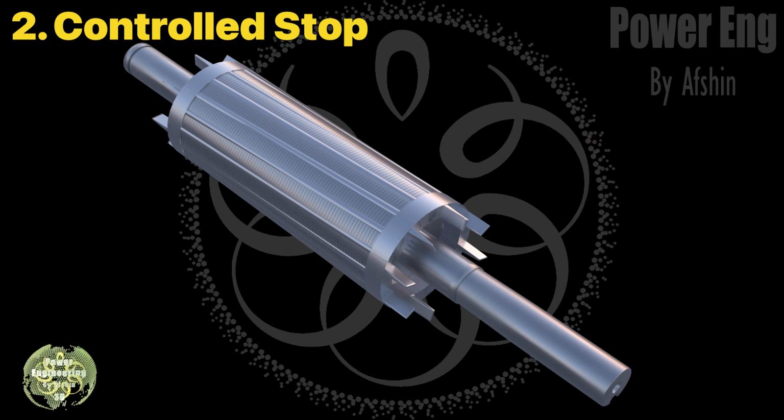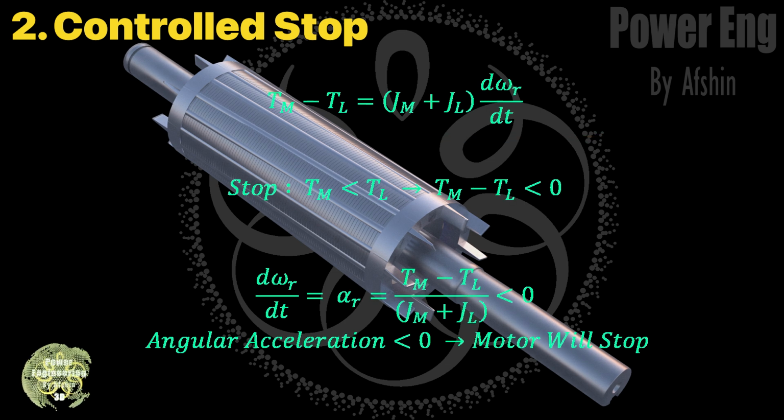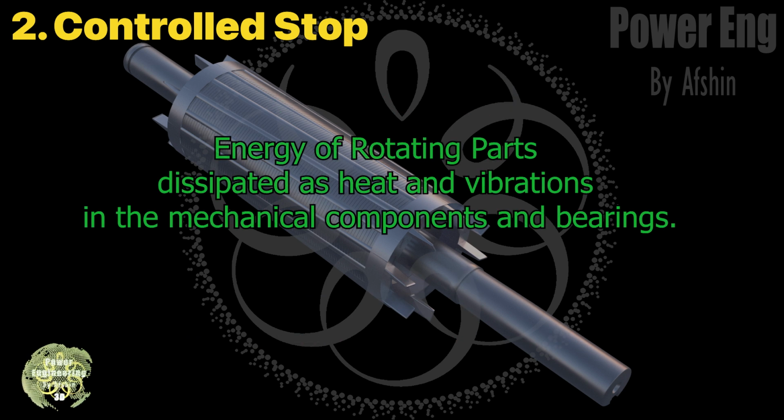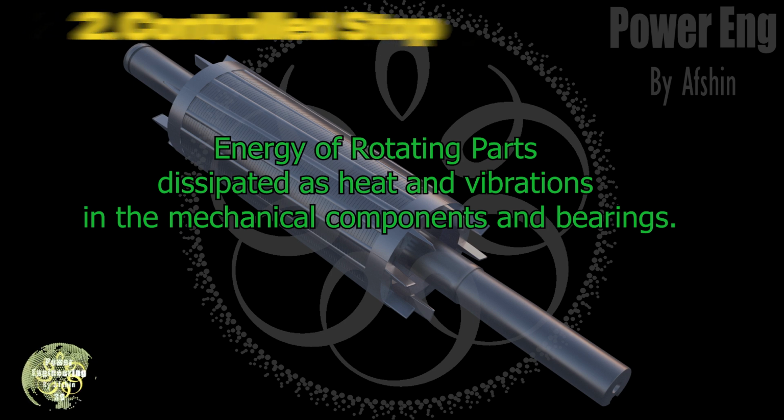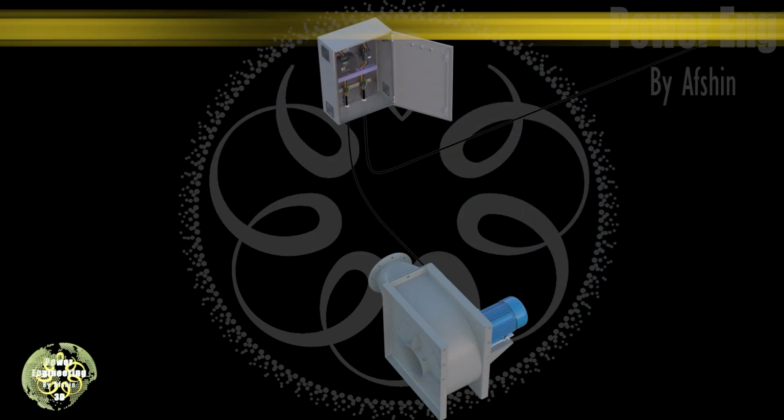As shown in the equation, the motor torque after the stop command is not 0 but is less than the load torque. This creates negative torque, leading to negative angular acceleration and causing the motor to stop smoothly without mechanical stress. However, the energy stored in the system is still dissipated as heat in the mechanical components and bearings.